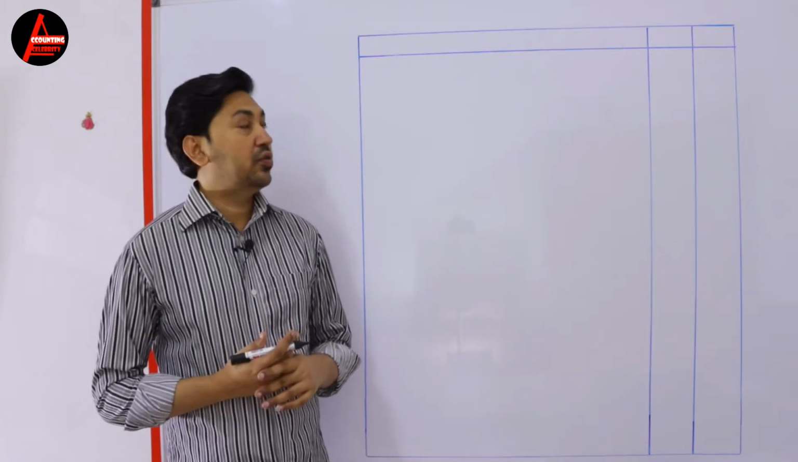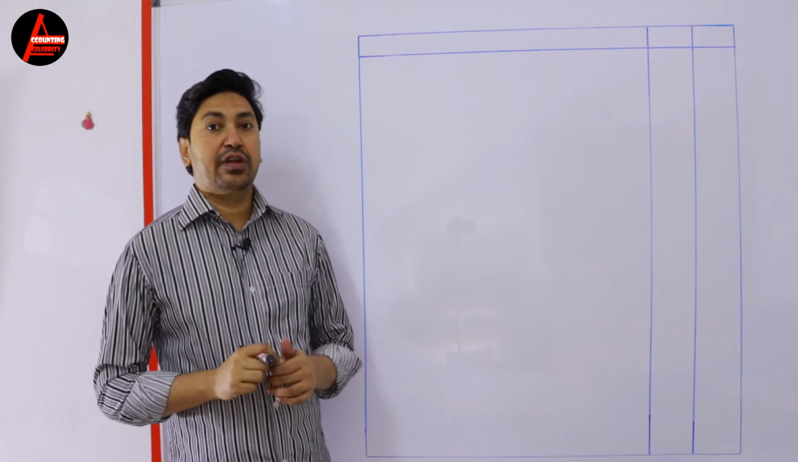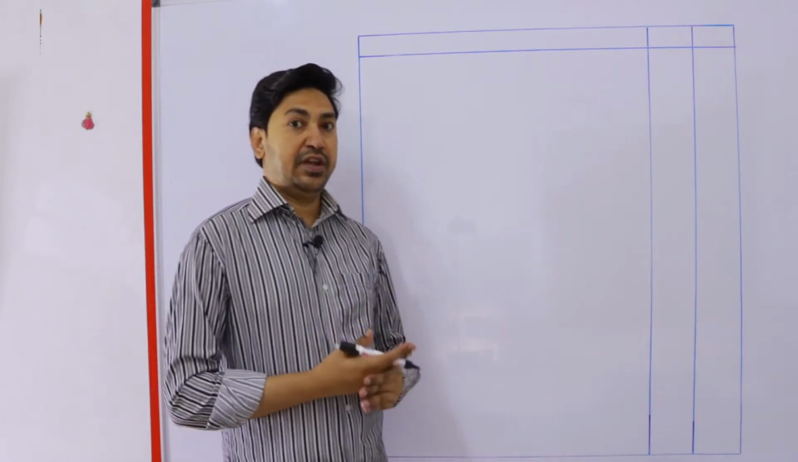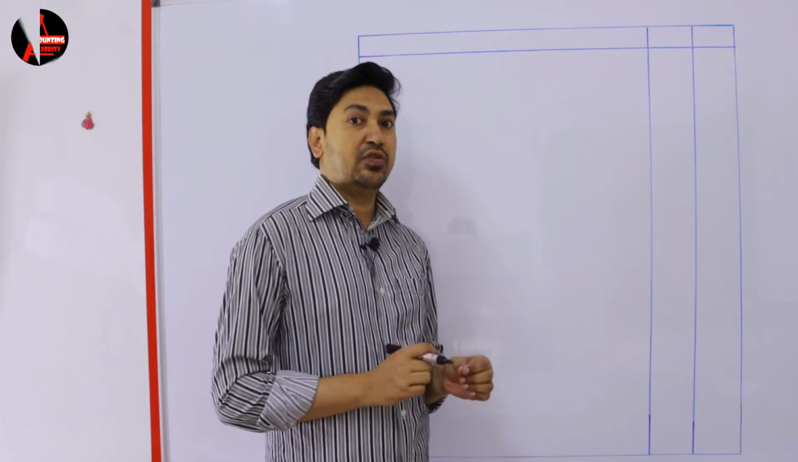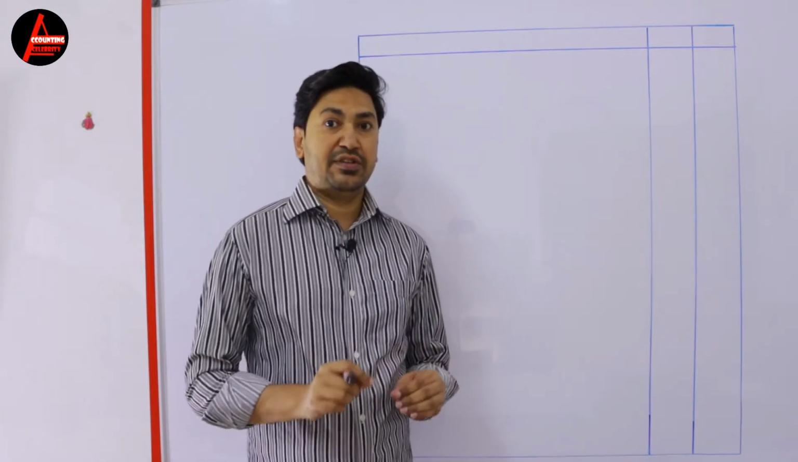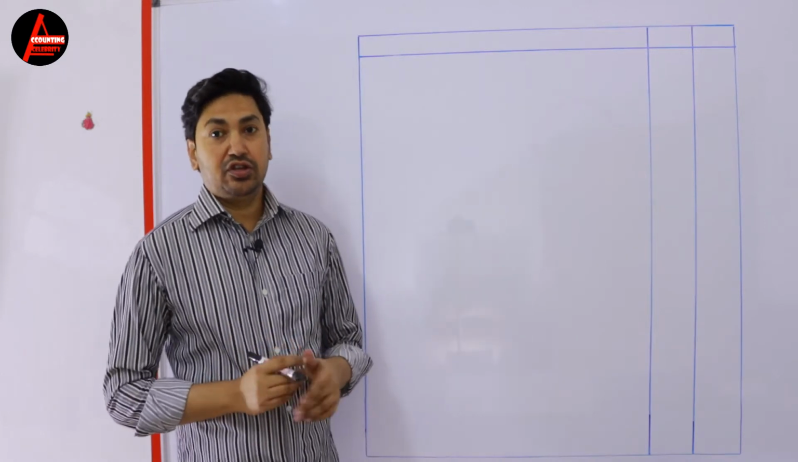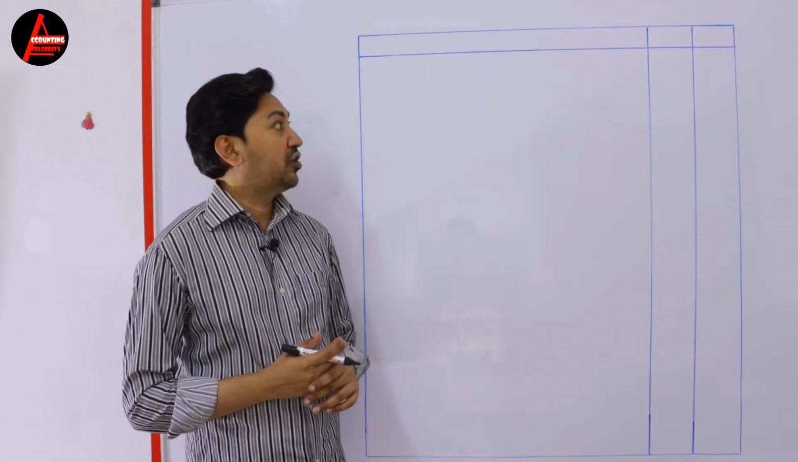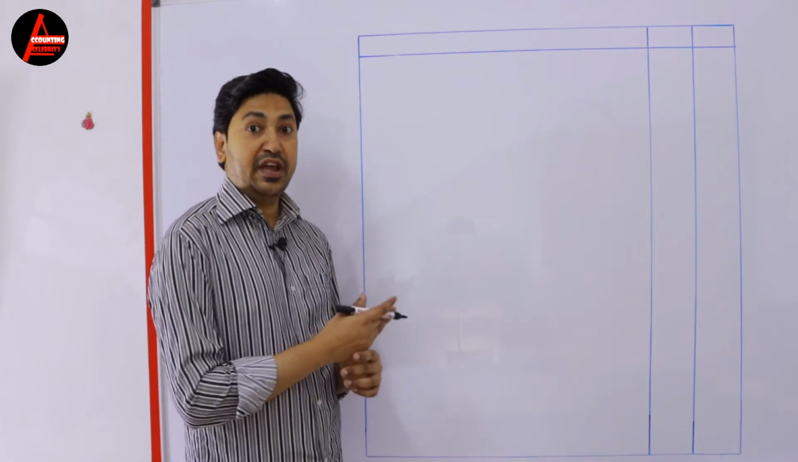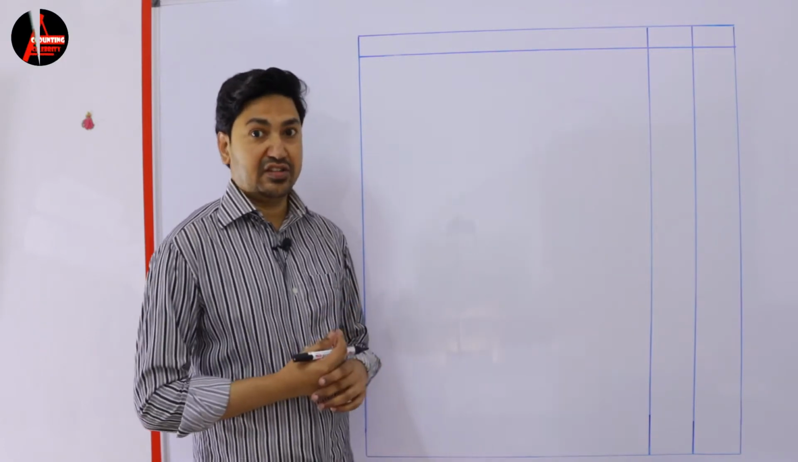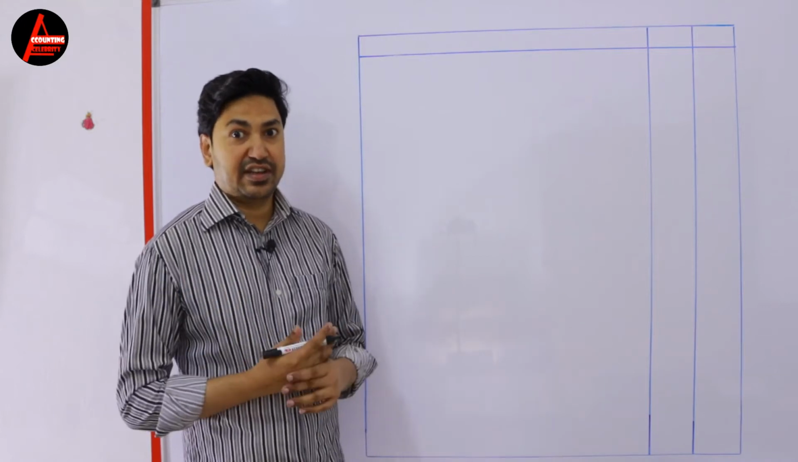Today I'll show you what is included in the income statement. In my previous video I've shown what is included in the first part of the income statement, which is the trading account. Today I'll show you what you should write in income statement section 2, which is the profit and loss account. So let's get started.